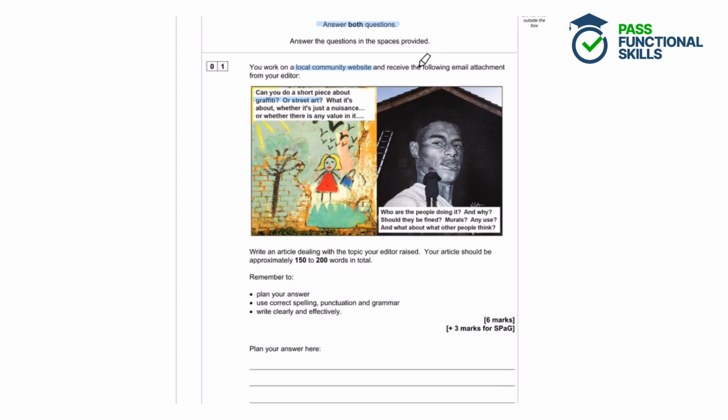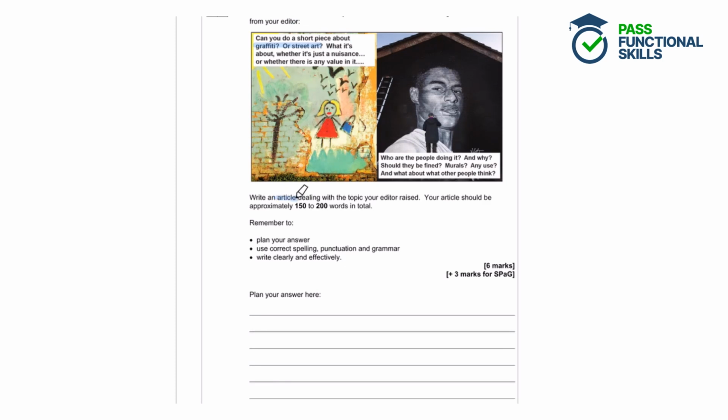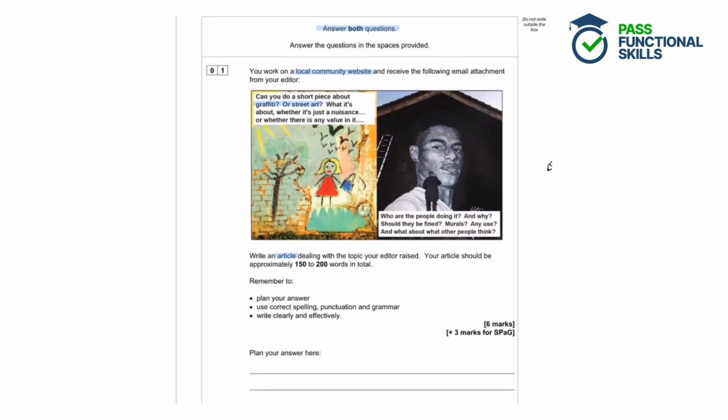We are writing an article about the topic of graffiti, and we can try to answer all of the questions that we've been given here, or just choose a few and go into a bit more detail about them. The article should be approximately 150 to 200 words in total. So make sure that you are sticking to that word count to make sure that your article is an appropriate length. Make sure that before you get started, you plan your answer and check your spelling, punctuation and grammar after you've finished. So let's think about what we could write about here.